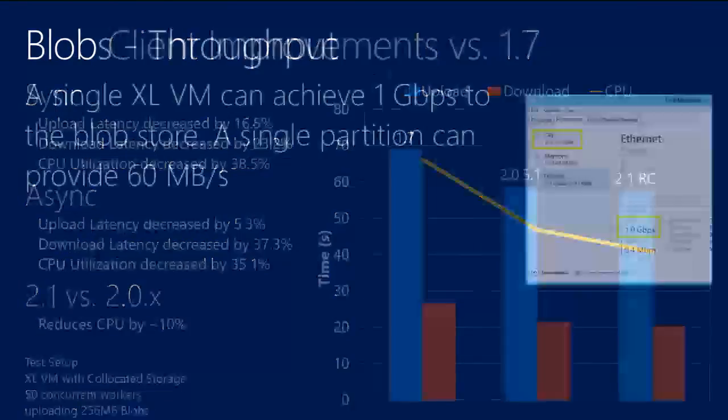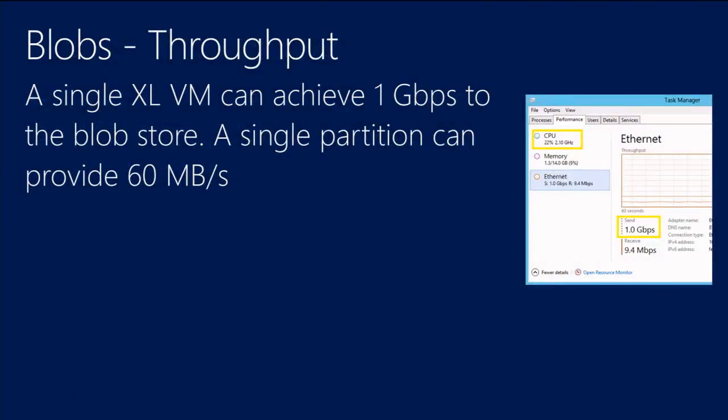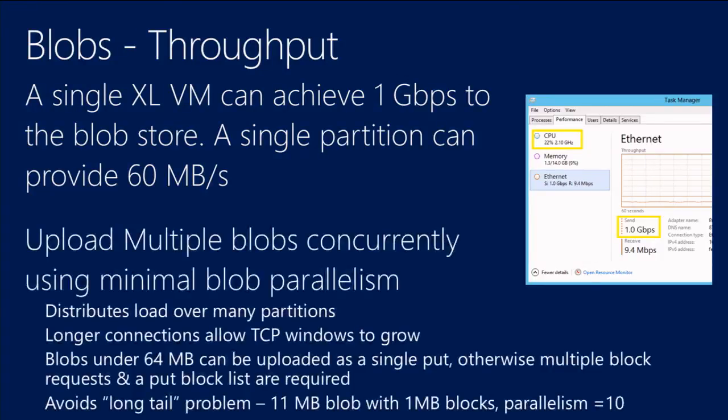All right, so throughput. A single XL VM can achieve a gigabit or a little bit above to the blob store. But a single partition, its target is 60 megabytes. So what this tells us is we want to access multiple blobs concurrently. And generally, we want to use the minimal blob level parallelism for a couple different reasons. One, this distributes the load over many partitions and allows the server to scale. 2, as we have these longer connections, the TCP window grows, so we make more efficient use of our connections. Also, anything under 64 MB can be uploaded as a single blob put. So now you're not having to make many, many put block requests and a put block list.